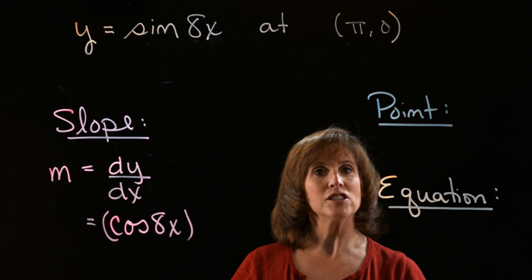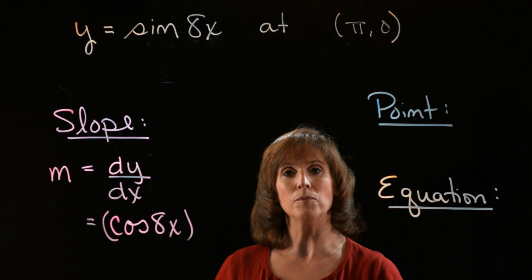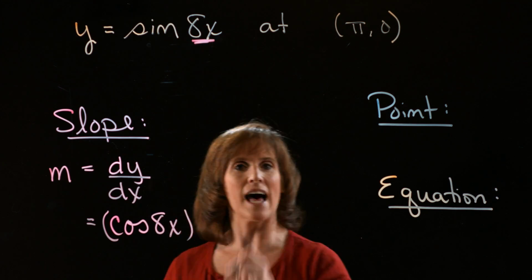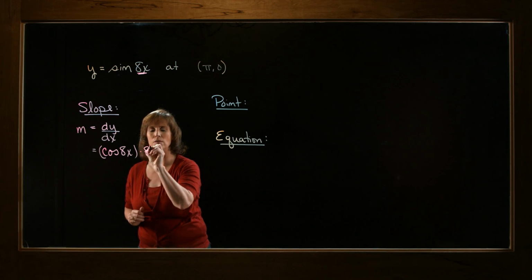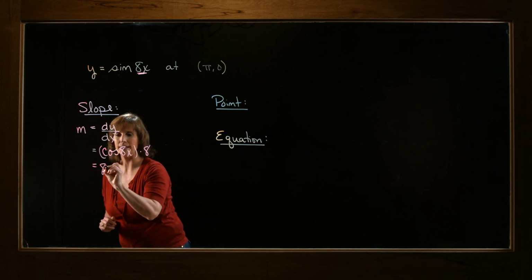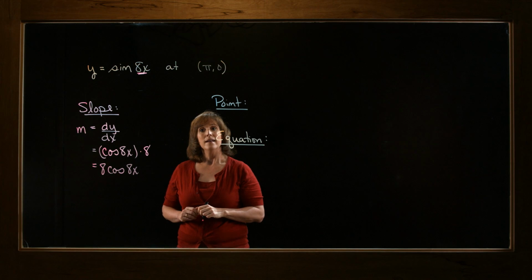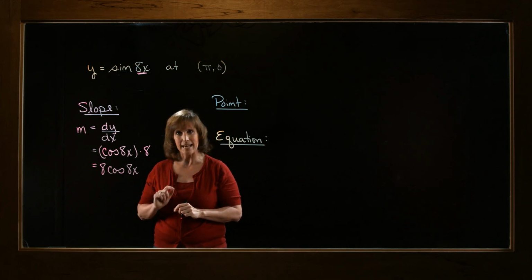Now, this is actually a composite function, so I'm not done yet. I need to use the chain rule to multiply by the derivative of that inside piece. So that means I also need to multiply by 8. So my slope is going to be 8 times the cosine of 8x. Now this will get me the slope of any tangent line.